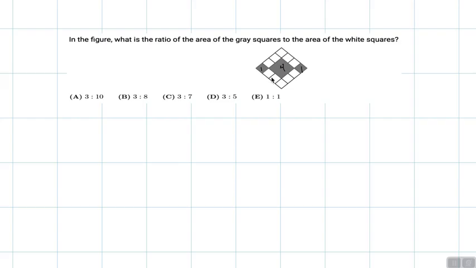Number of these, there are 5 white squares here, 5 white squares here. So 10 white squares. Ratio of the area of gray squares to white squares. So that's going to be 6 to 10, which is 3 to 5. Choice D.